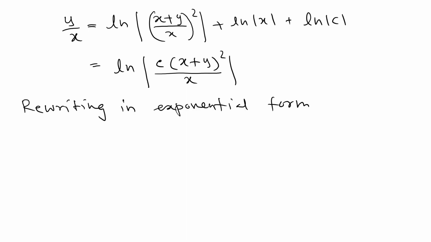Now if you write it in exponential form, it looks better. If you solve for x plus y squared, you can get x over c, e to the y over x. So you can write it like that. So that is the solution, again an implicit solution for y. Okay.